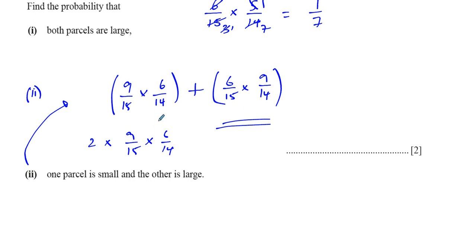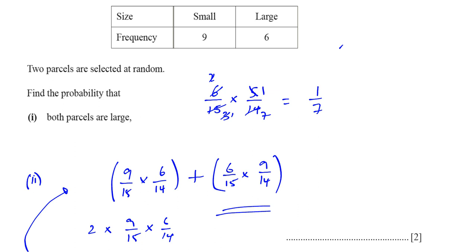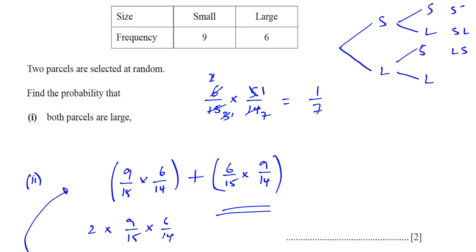Okay? And to make it clearer, we can make a tree diagram. You don't have to, but this just helps you to see what's happening. So you can see there are 2 outcomes. There's 2 separate outcomes where you have a small parcel and a large parcel. Okay, this is both small, this is both large. We need to add these 2 outcomes together. This is where one of them is small and the other one is large.